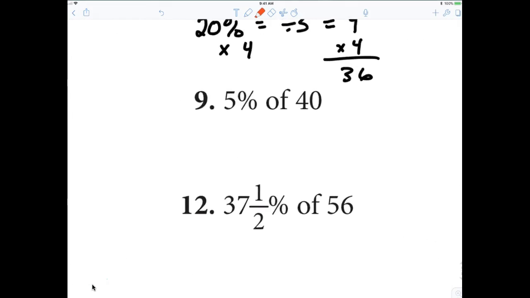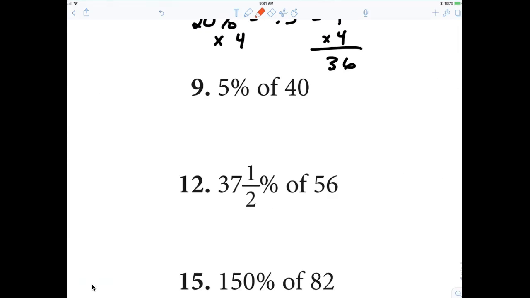Let's check out number 9. Number 9 should be what? Somebody said 8. Anybody else? 2. Why is it 2? Come on, you can do this. What's 10%? What's 10% of 40? No, not 0.4. 4. Because you're just moving the decimal once. Do you hear me on that? So if 10% is 4, what's 5%? Exactly, because it's half. Do you see your mistake?